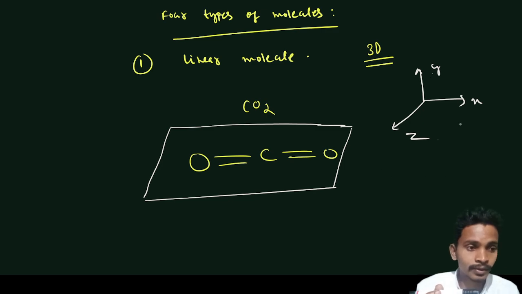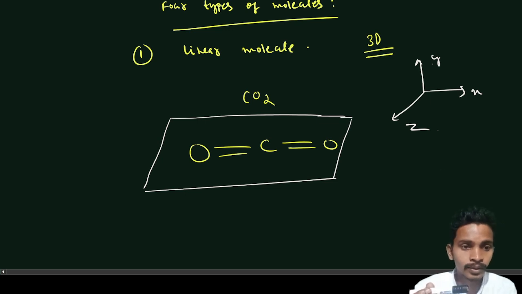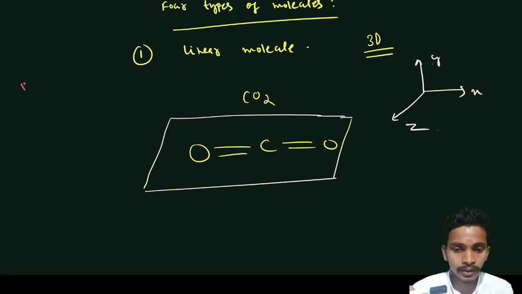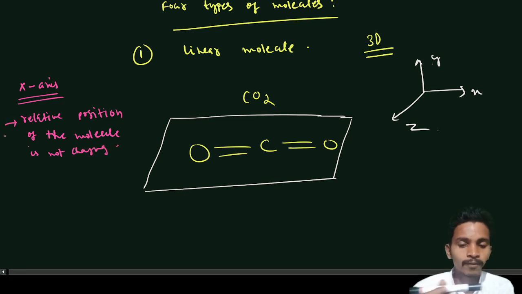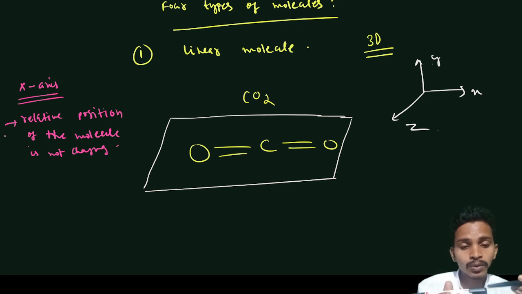So if I rotate along the x-axis, the relative positions of the molecule are not changing. The molecule's positions, wherever they were, remain in the same place. Now I want to know about the moment of inertia. Moment of inertia, as we discussed in the previous class, is somehow related to the mass.